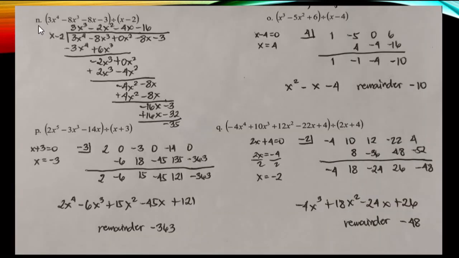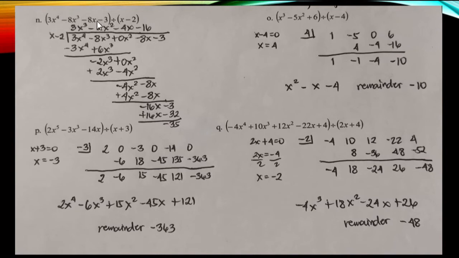Okay, and 3x to the power of 4 minus 8x cubed minus 8x minus 3 divided by x minus 2. So, this time, I use the long division. It can also be synthetic, but we will use long division. Again, we arrange this. It is already arranged.